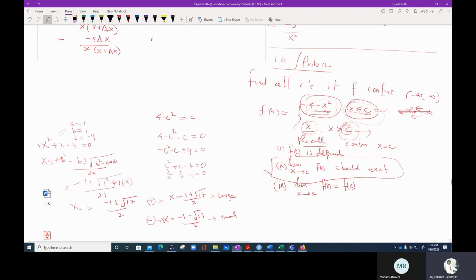Okay, so you have to type this answer and let's see whether this is now coming correctly. So could you type this? Negative 1 plus square root 17 over 2. This is the largest, and the smallest is going to be negative 1 minus square root 17 over 2.